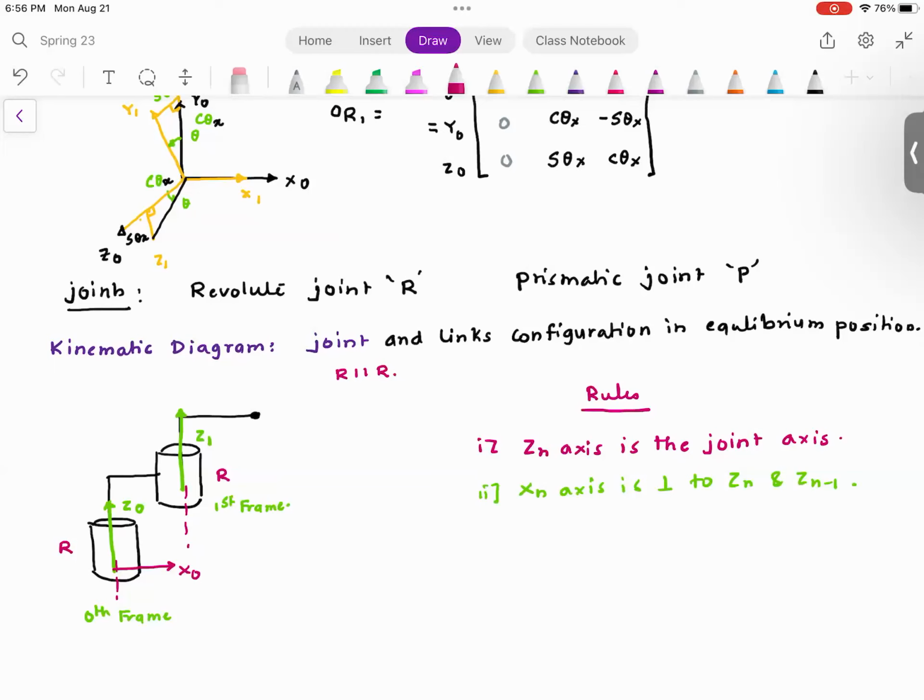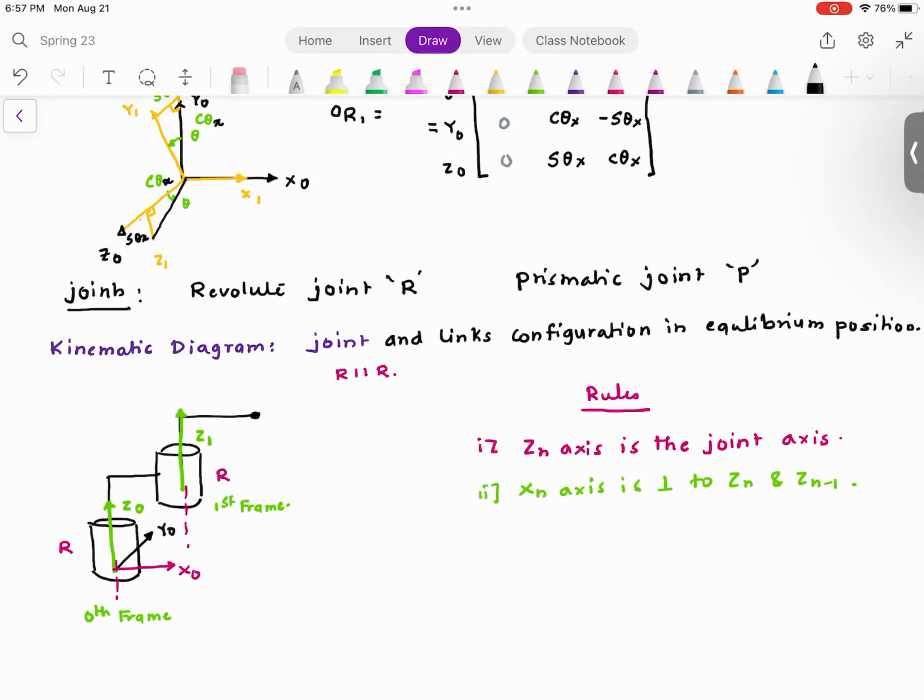Now, this needs to complete the triad. Remember, X, Y, Z. So now my Y has to go in. Are you with me so far? Nobody has prevented us from drawing X0 in this direction, in this direction, or even in that direction. The reason is there is no coordinate frame before the 0th frame. So we are okay with wherever X0 is.